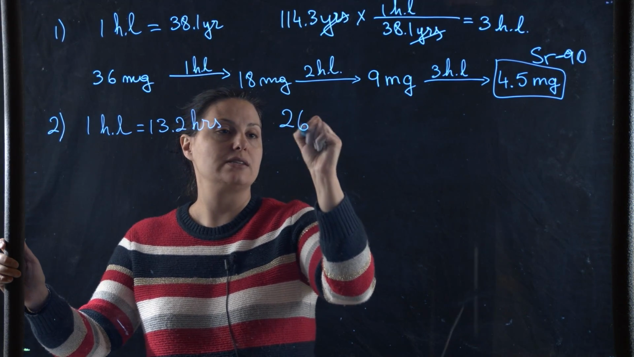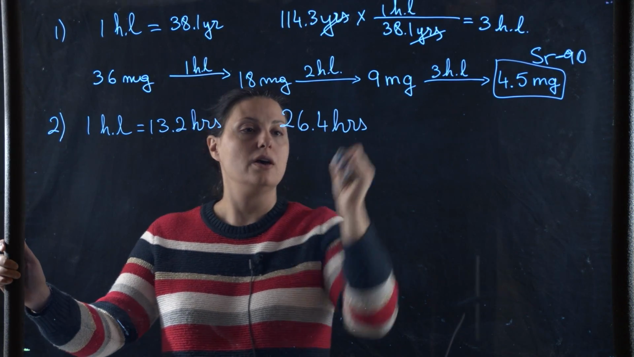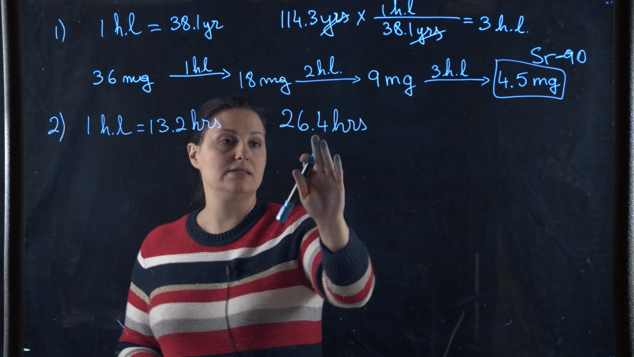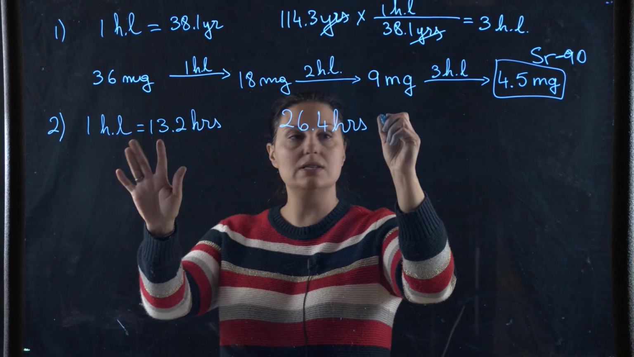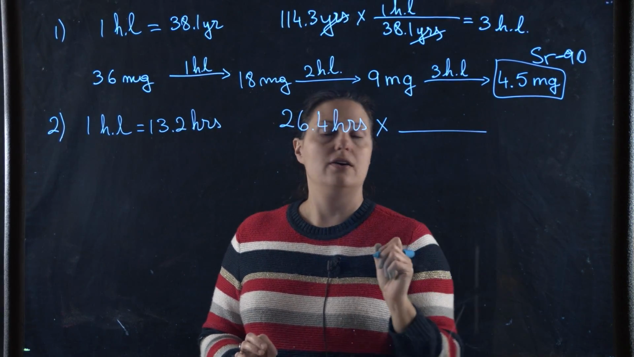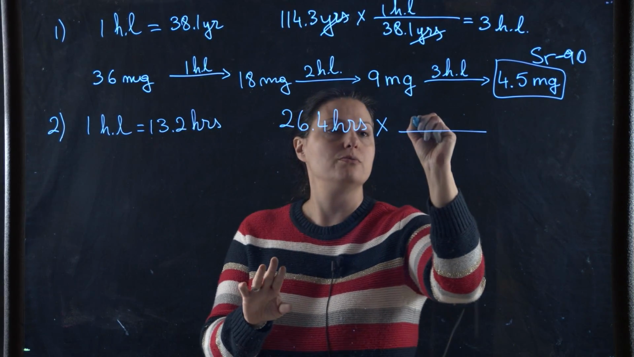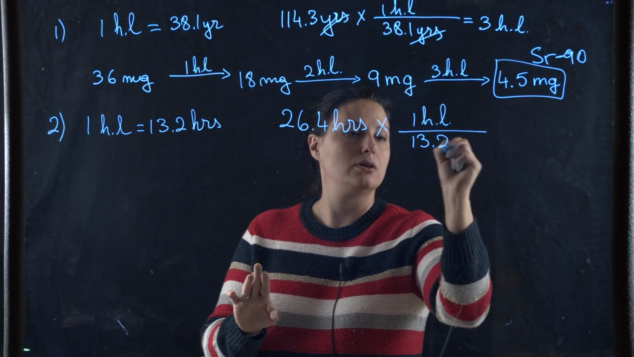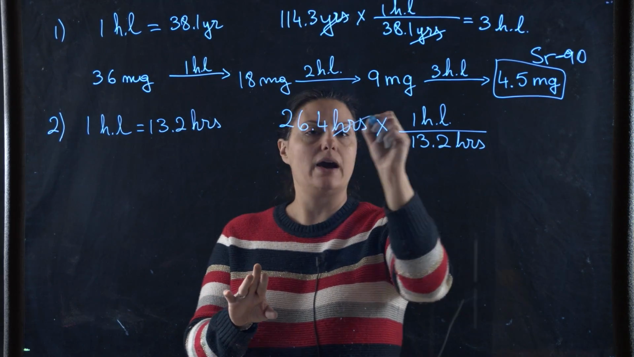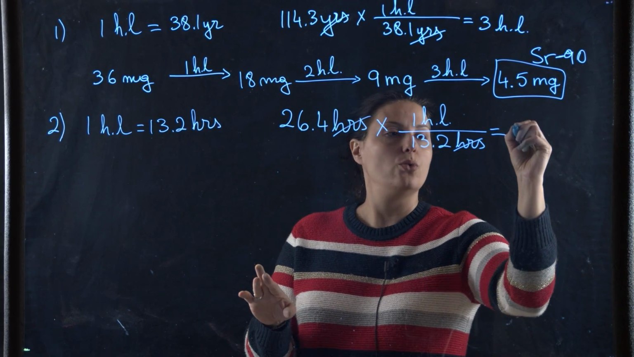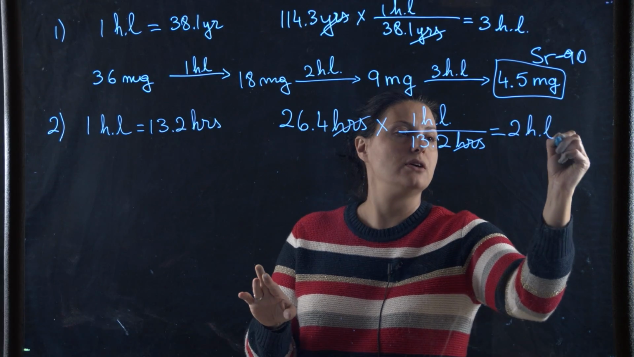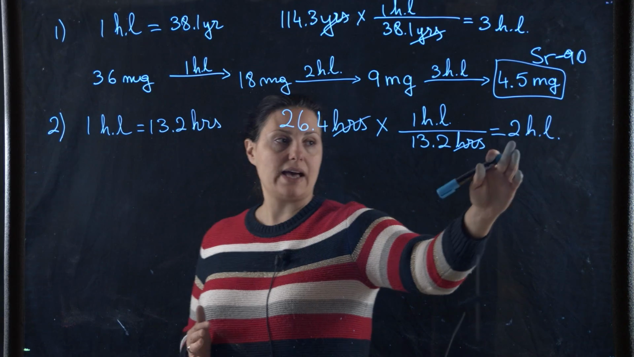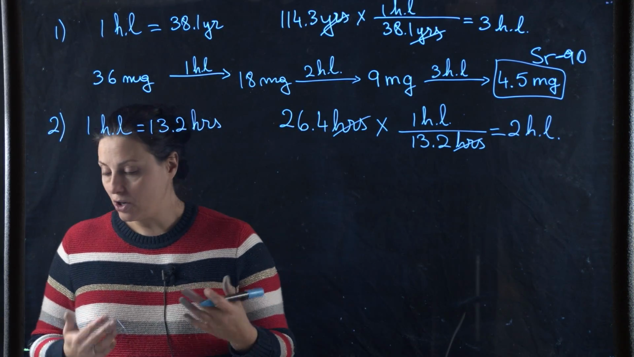So I have 26.4 hours. Once again, this is my total time. I have to figure out how many half-lives are in this time that has passed. I can use this as a conversion factor, which 1 half-life is equal to 13.2 hours. My hours will cancel, leaving me with 2 half-lives. So when 26.4 hours pass, I have 2 half-lives that have gone.